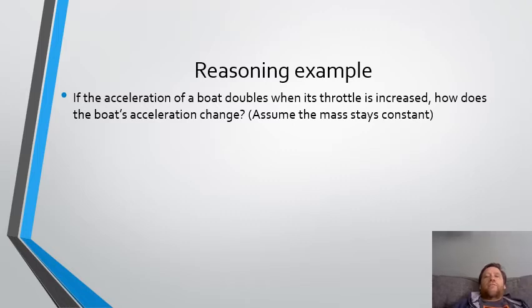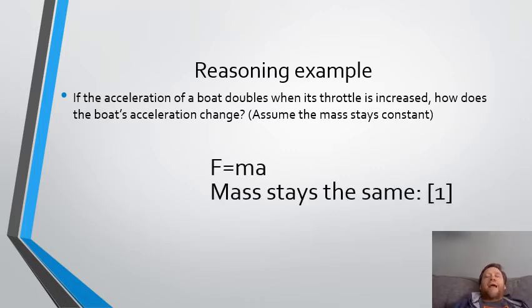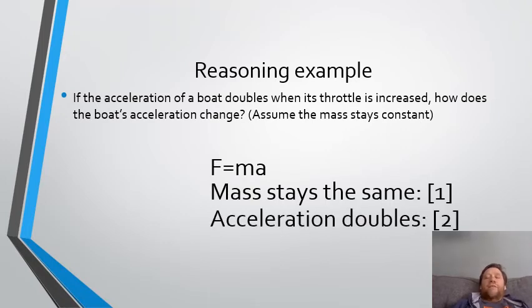The first one: if the acceleration of a boat doubles while its throttle is increased, how does the boat's acceleration change? And we're going to assume that the mass of the boat stays constant. Well, again, I'm going back to the equation, F equals ma. The mass stays the same, so I put a 1 in the brackets. The acceleration doubles. I put a 2 in the brackets because it's twice the original amount.